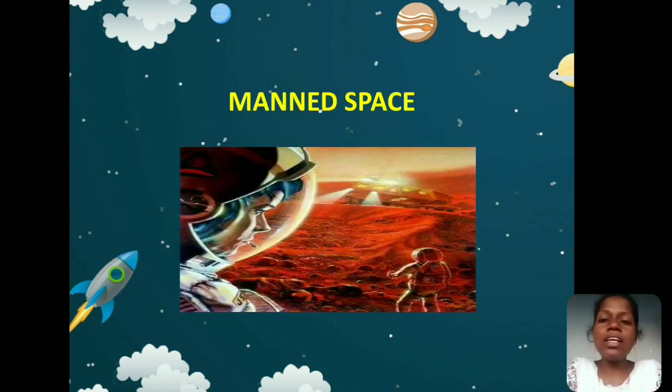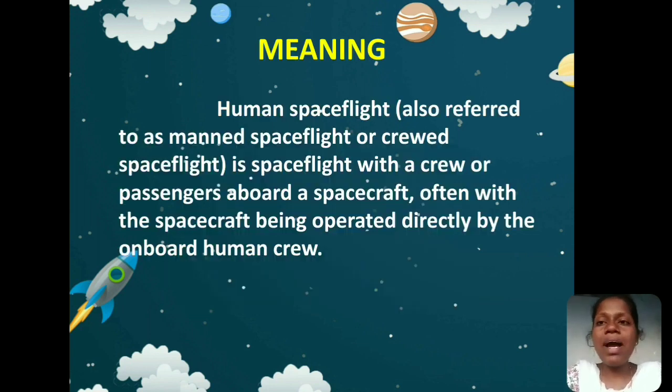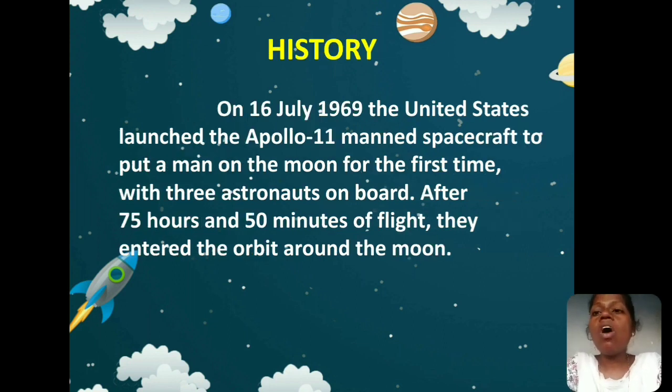Then manned space. Here we discuss manned space. What is meant by manned space? Human space flight, also referred to as manned space flight or crewed space flight, is a space flight with a crew or passengers aboard a spacecraft, often with the spacecraft being operated directly by the on-board human crew. So manned space means they send a man with the space flights.